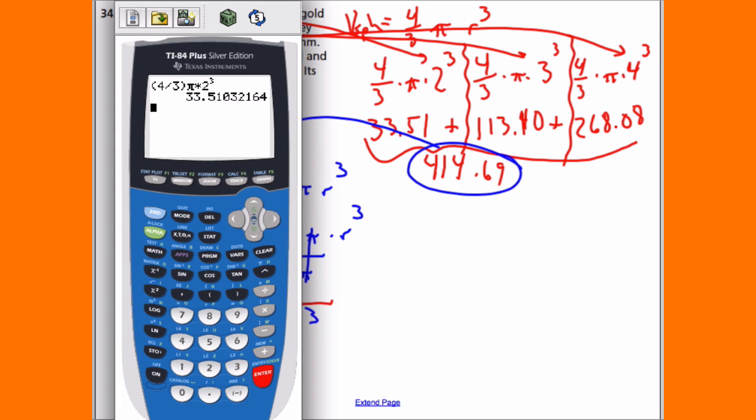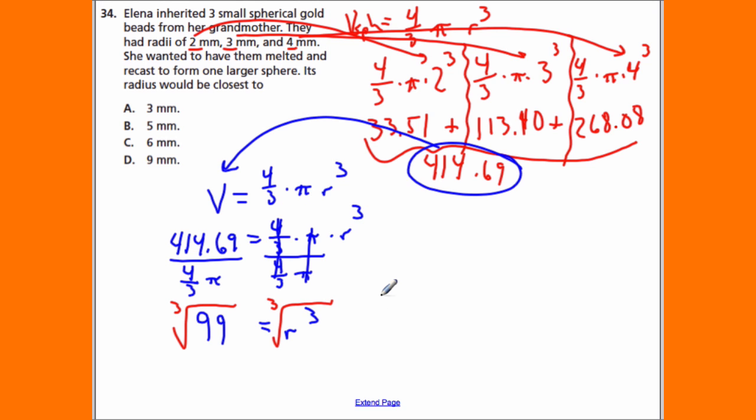So here's our calculator. We want to find the cube root. So go back, hit math. Cube root is number 4 here. So I hit 4, cube root of 99. Hit enter. And our answer is 4.63. So r is equal to 4.63. And we need to find the answer that is closest to that. And that would be B as in boy, 5 millimeters.